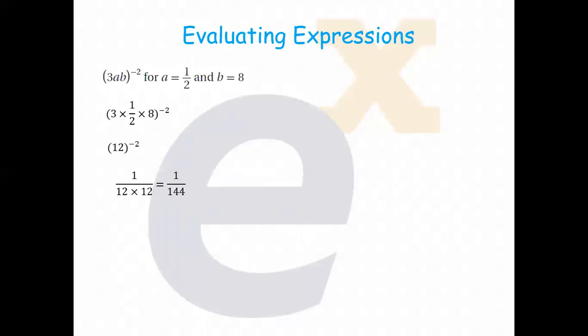How are you going to write 12 to the power of -2? How are you going to evaluate it? 1 over 12 multiplied by 12, which is going to give you 1 over 144. So that was all for this lesson.